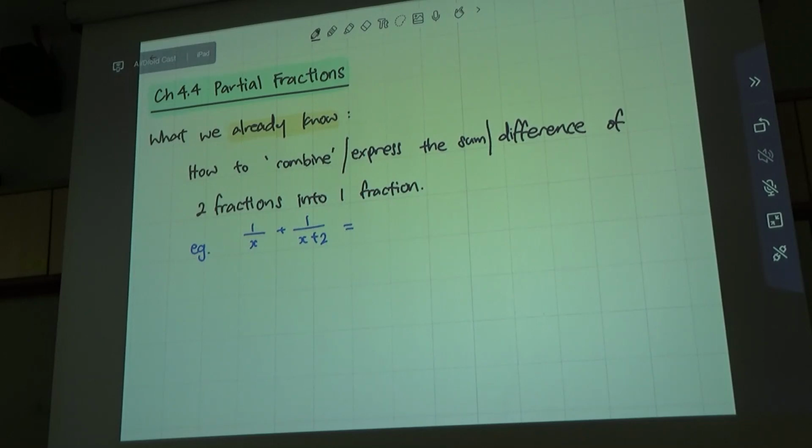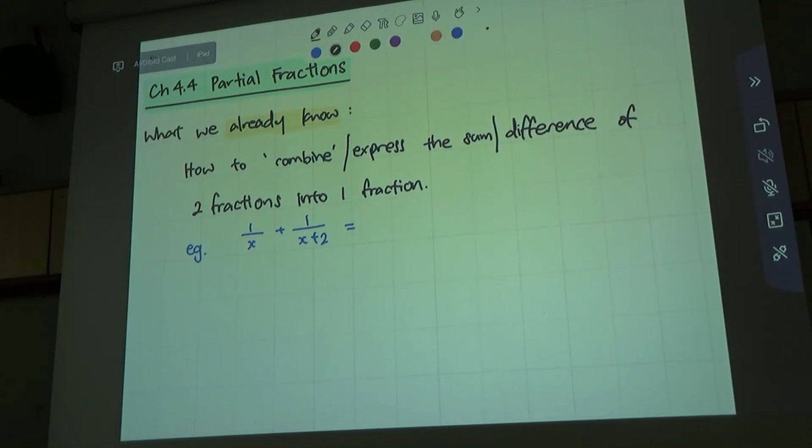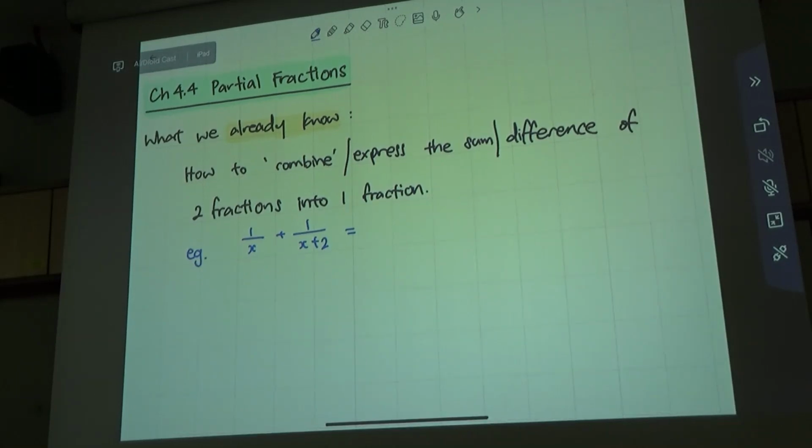So in this example over here, 1 over x plus 1 over x plus 2, what do we usually do when we deal with such a fraction? Make the denominator the same. Make the denominator the same, right? And the denominator that we want shall be x times x plus 2, okay? So the numerator in this case will be 1 times x plus 2, okay?